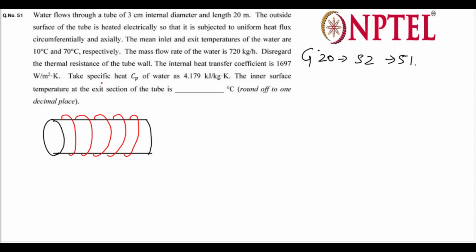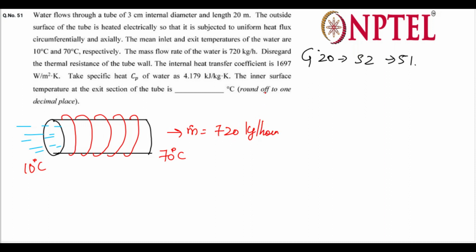The remaining things to be drawn are the mean inlet and exit temperatures of the water. So water is flowing, so let me use a different color. Water is flowing as such. The flowing water going in is at 10 degrees Celsius, while moving out it is at 70 degrees Celsius. The mass flow rate of the water is 720 kg per hour.